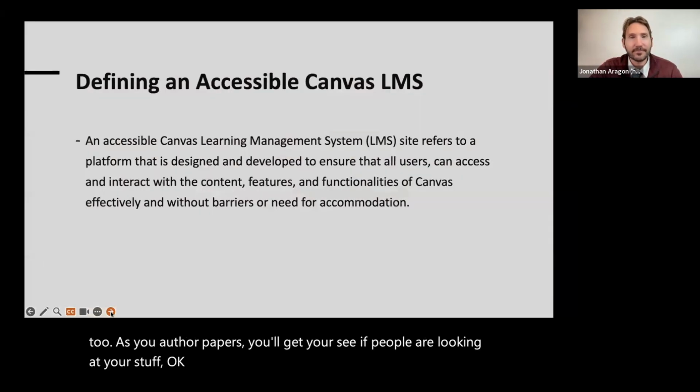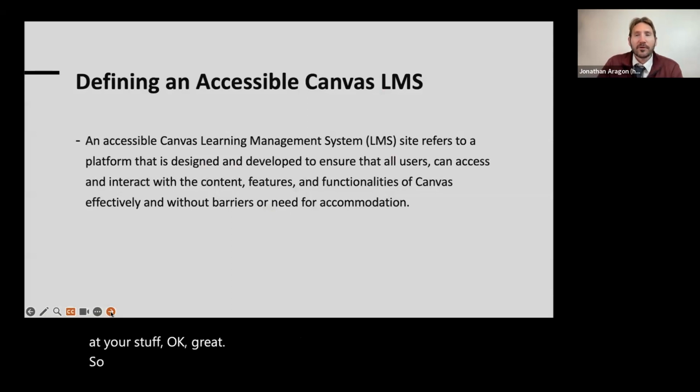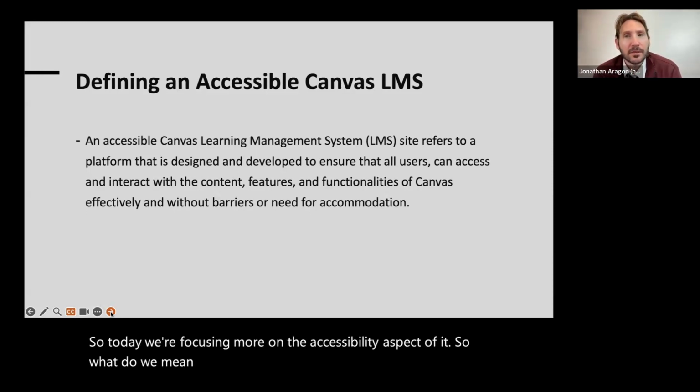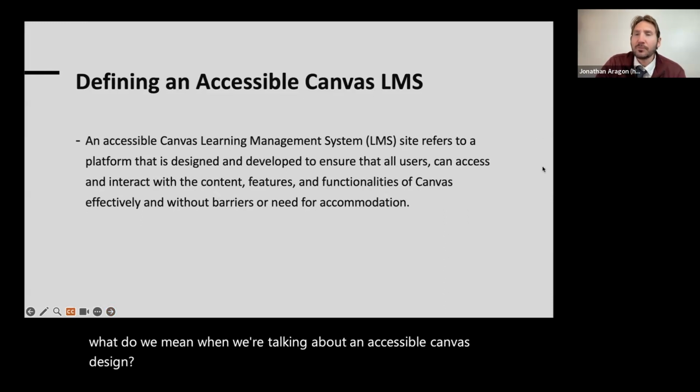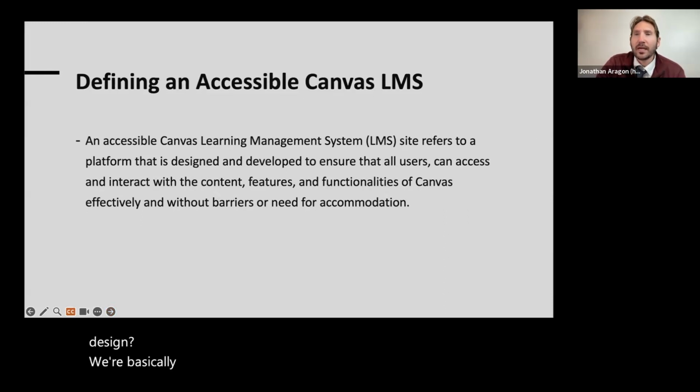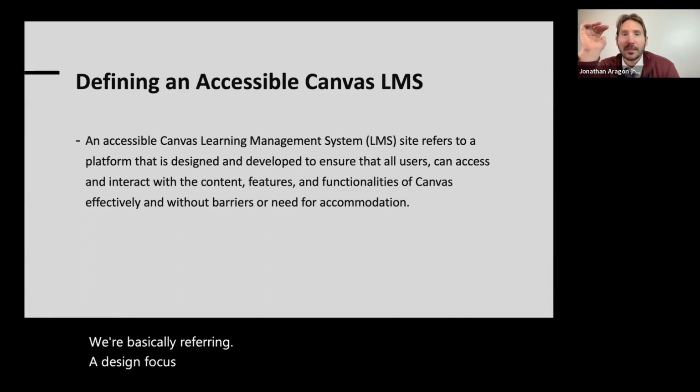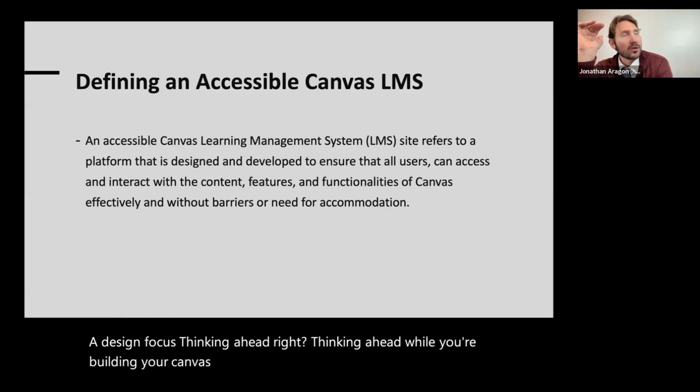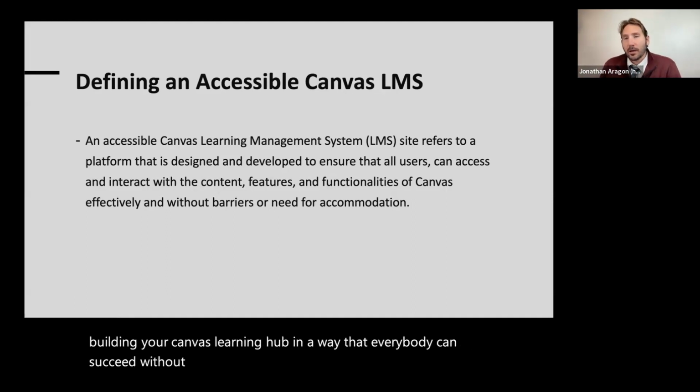Okay, great. So today, we're focusing more on the accessibility aspect of it. So what do we mean when we're talking about an accessible Canvas design? We're basically referring to a design focus, thinking ahead, right? Thinking ahead while you're building your Canvas Learning Hub in a way that everybody can succeed without the need to seek out accommodations, right?